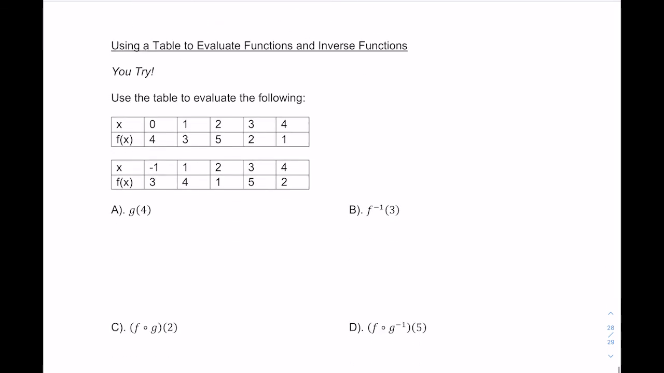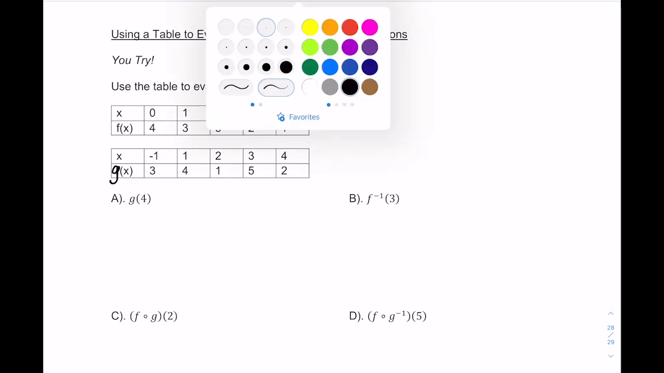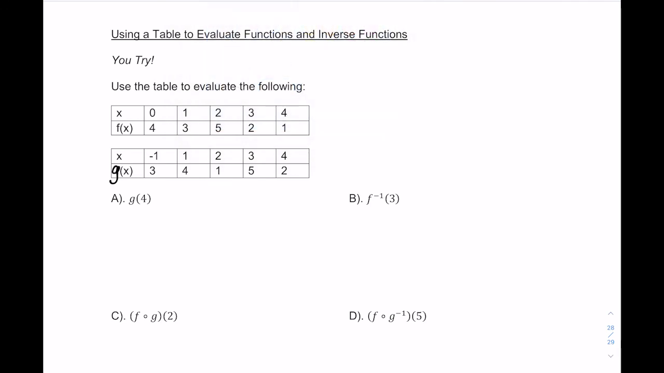In the last example, we're using a table to evaluate functions and inverse functions. So in this first one, by the way, there's a typo. This should be g of x. In the first one, it's telling us to find g of 4. So all I need to do is go to the x row in the g of x table, and x is 4. What's the corresponding y value? It's 2.